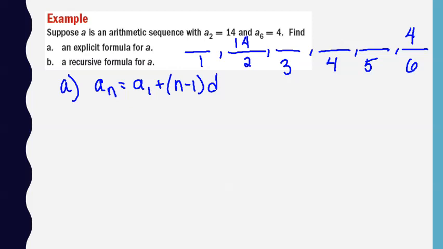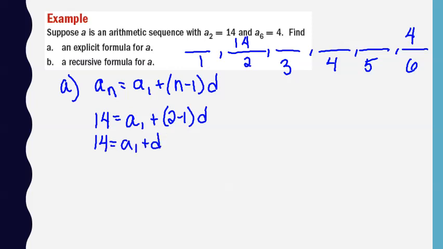So we know that a2, which is 14, has to equal a1 plus 2 minus 1 times our constant difference, which would give us 14 equals a1 plus d. And if we look at our sixth term, we know that 4 has to equal a1 plus 6 minus 1 times d, or 4 has to equal a1 plus 5 times d. So now we want to figure out a formula.